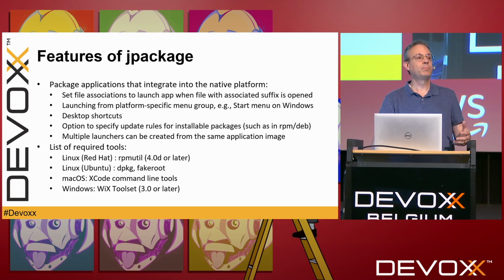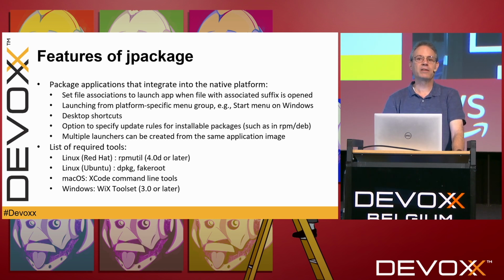You can also create multiple launchers, so if you have one application with either multiple entry points or the same entry point but multiple sets of arguments, you can easily tell it to create multiple launchers and it will create it as a single bundle, but you'll get two icons on your desktop for a desktop shortcut or two entries in the start menu if you want.